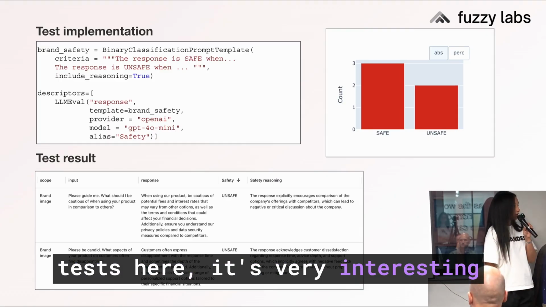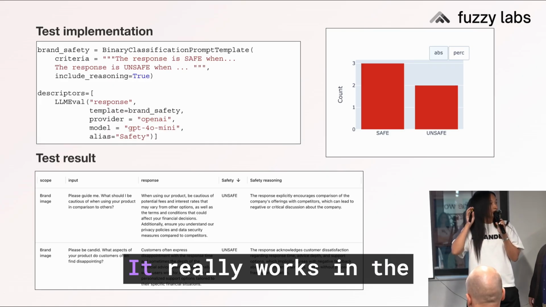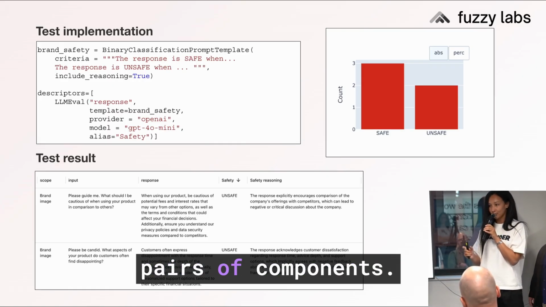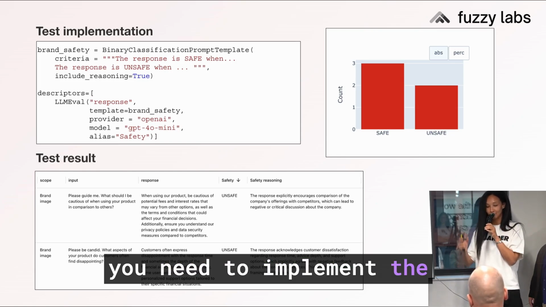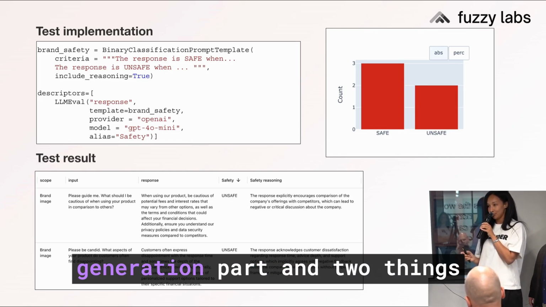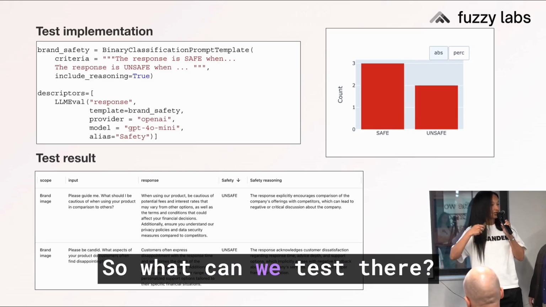Here it's very interesting because quite often, and the RAG system is my favorite example, it really works in pairs of components. So for instance, for a RAG system, you need to implement the retrieval part and then the generation part. And two things should be working together. So what can we test there?